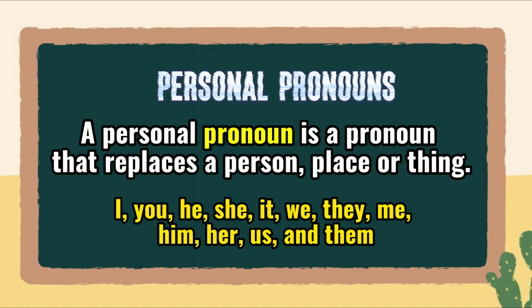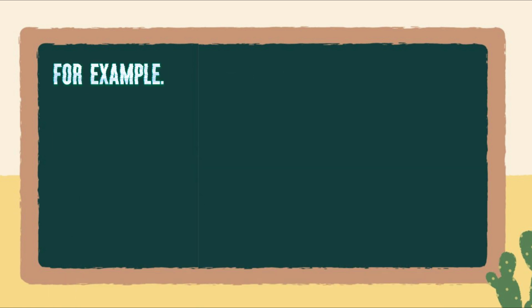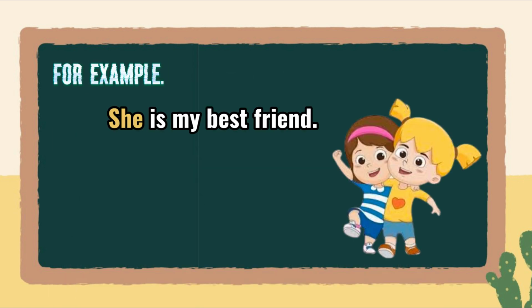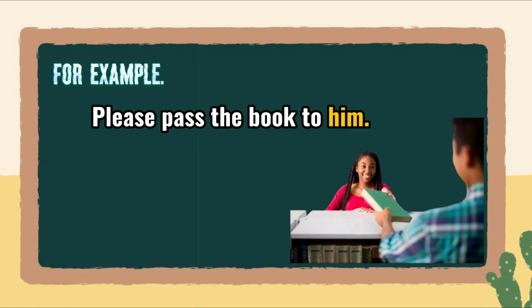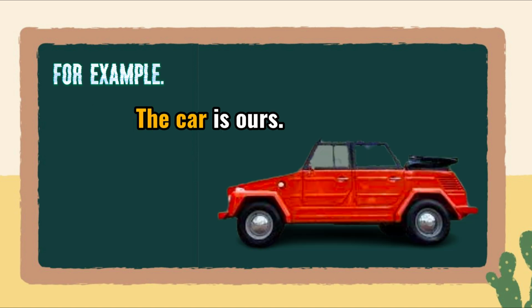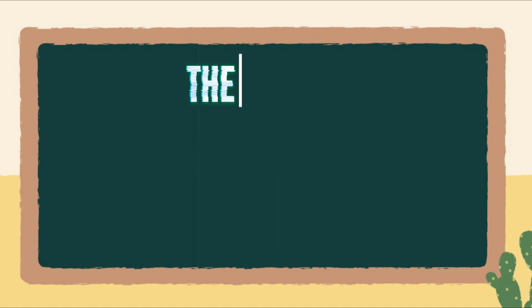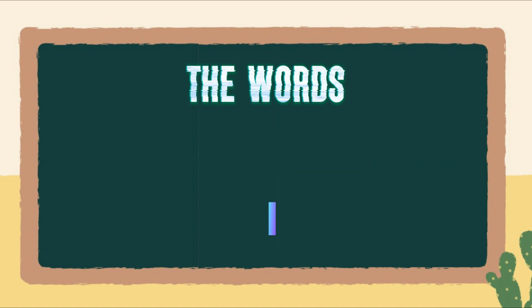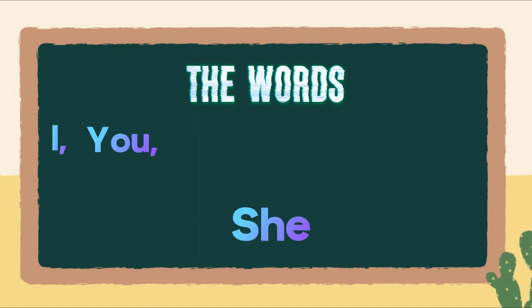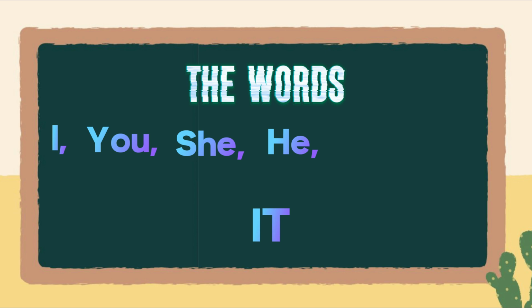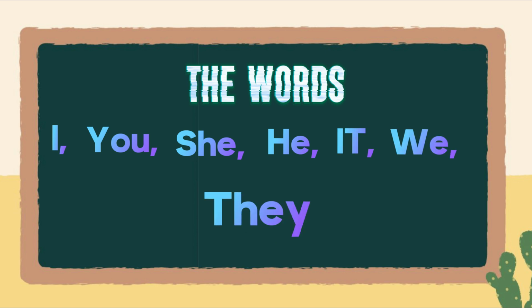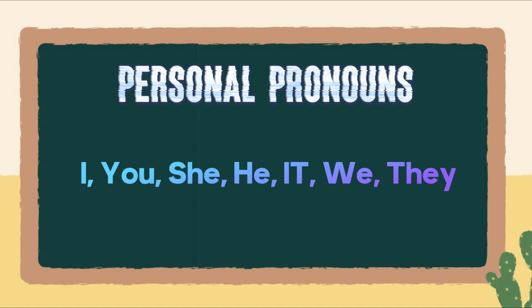A personal pronoun is a pronoun that replaces a person, place or thing. For example, she is my best friend. Please pass the book to him. The car is ours. The words I, you, she, he, it, we, and they are personal pronouns.